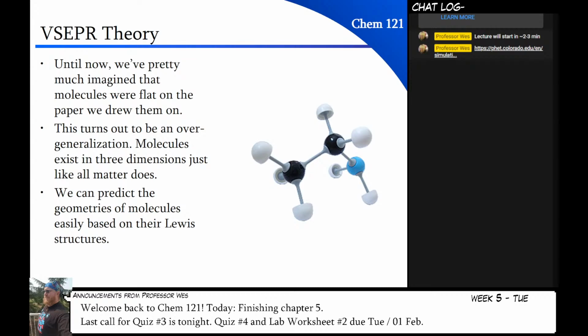Now, drawing a Lewis structure is not trivial, I would say, but it's something that you can do reliably 99% of the time at this point already.